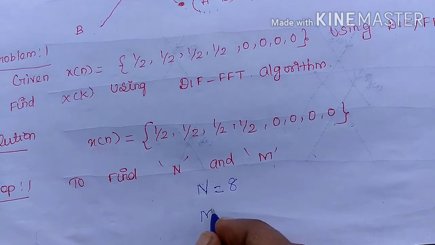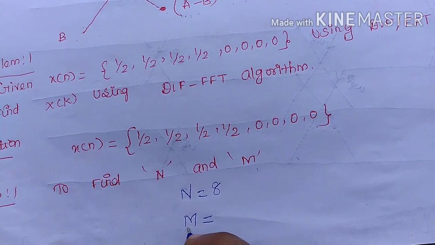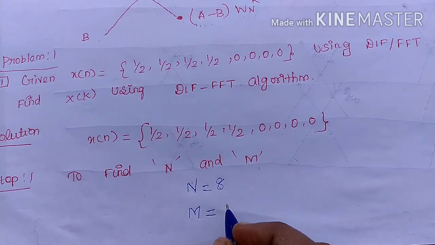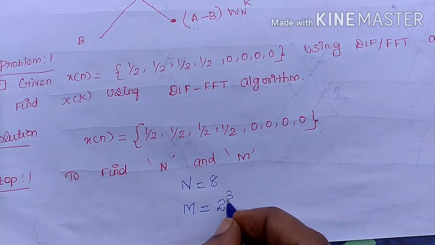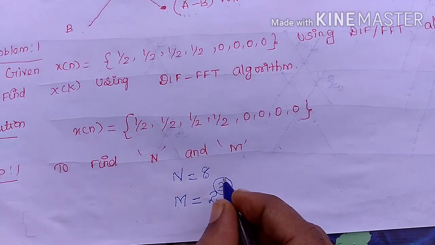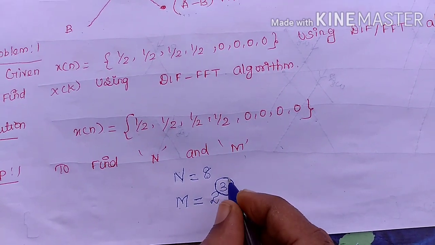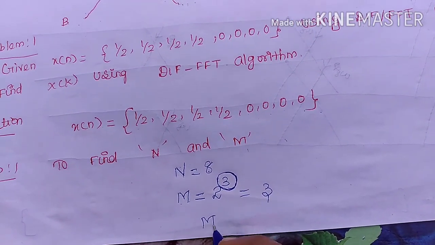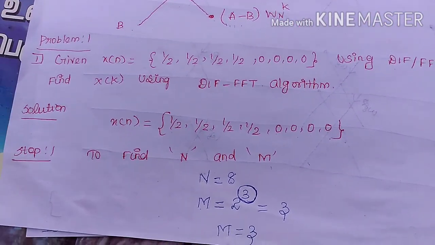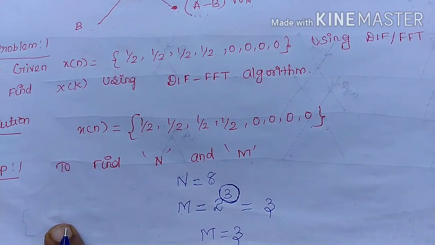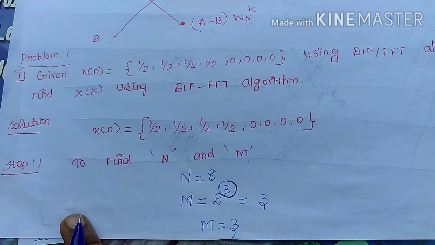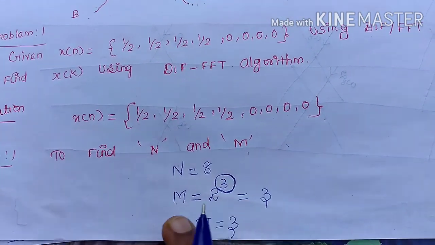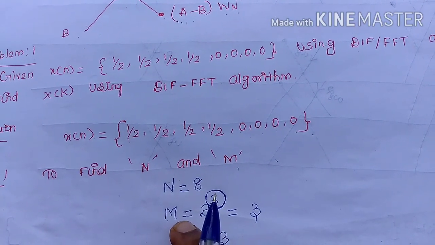Then calculate capital M. Capital M means write the value of N as a power of 2. Writing 8 as a power of 2 is 2 power 3. Here the power value is 3, and this power value 3 is called our M value. So in this problem the M value is 3. This is our step number 1: find the N and M values. The N value is the number of terms in the input, and M is the power of 2 for the N value.